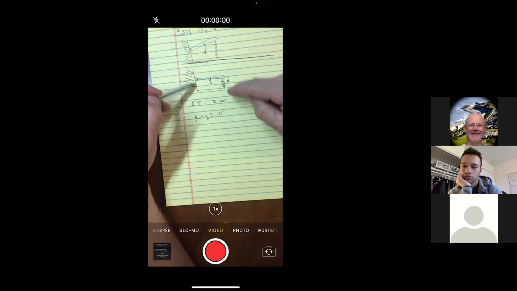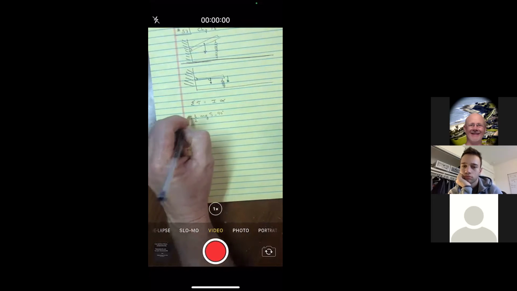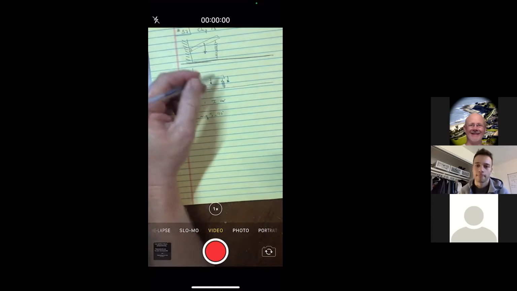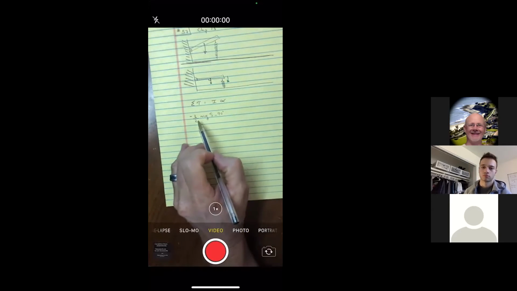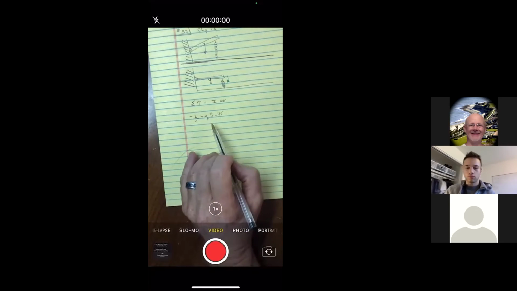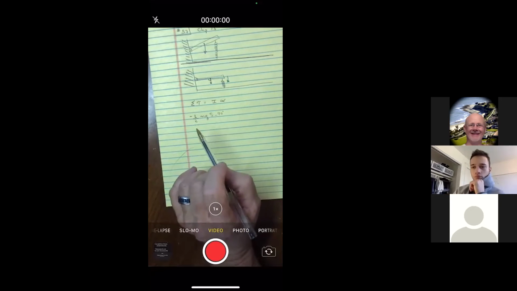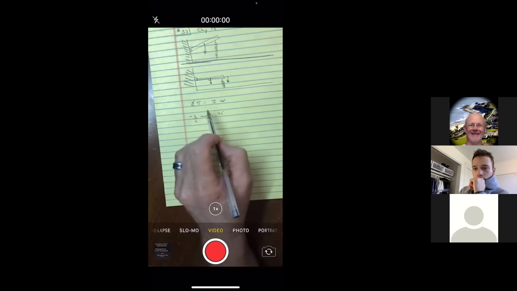And the torque is a negative torque. It's pulling it in a clockwise direction. Okay. So there's the torque that I get from gravity.